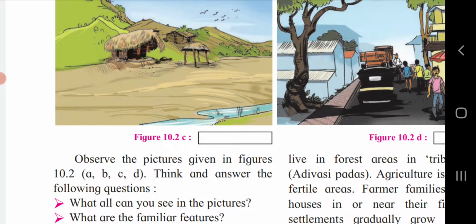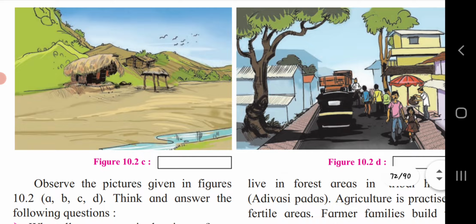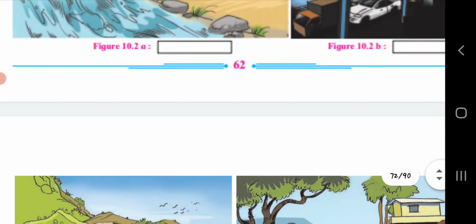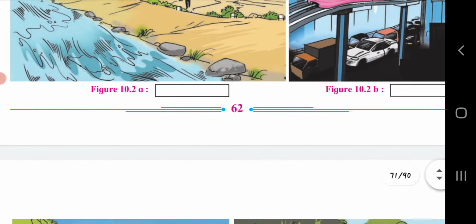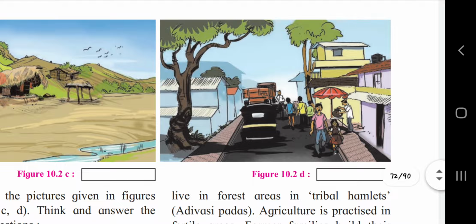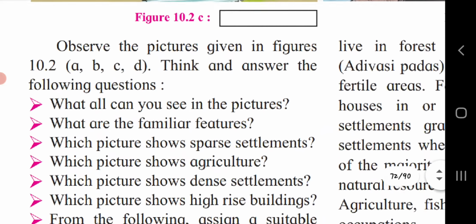Some of the settlements are crowded while some are not. Also we can see various means of transport of the settlement shown in pictures 10.2b and 10.2d. So this is the difference in all the A, B, C, D. What are the familiar features? All the pictures are related to human settlements.